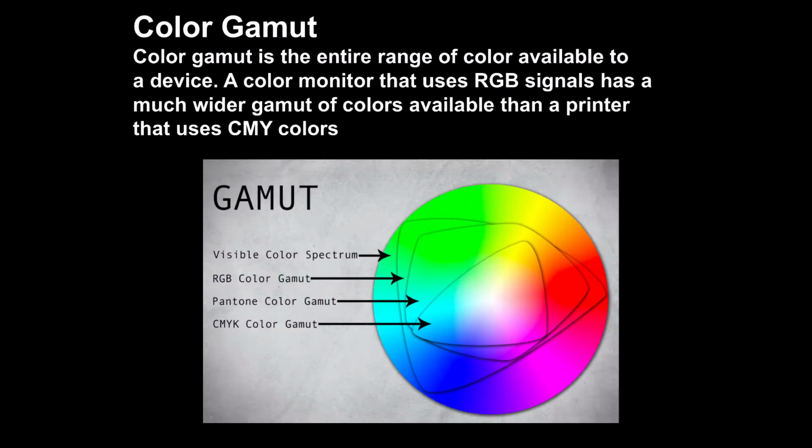Color gamut. So this is kind of an important topic to discuss for people who are just beginning to talk about color wheel, color theory. The color gamut is the entire range of color available to a device. So we're talking about a digital device. A color monitor that uses RGB signals has a much wider gamut of colors available than a printer that uses CMY. So if you look at the model here, you can see that the very large circle is the visible color spectrum. So that's what we see with the human eye.